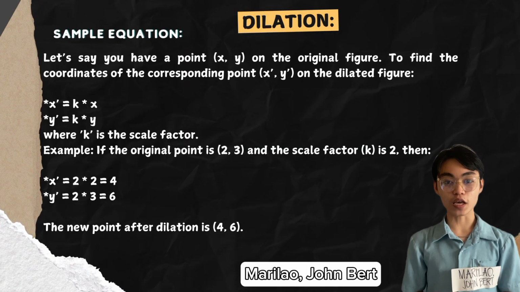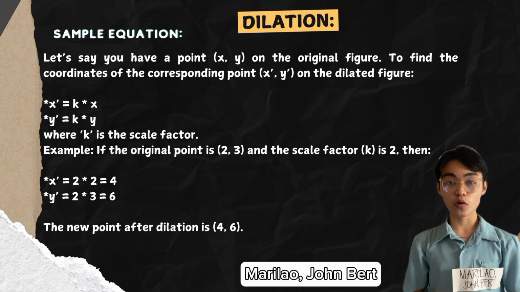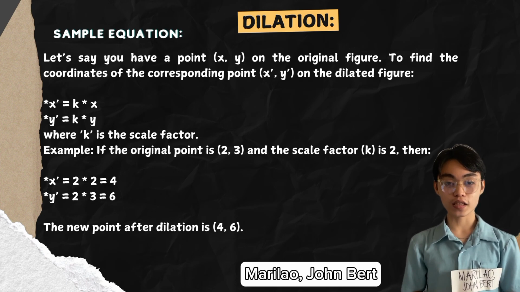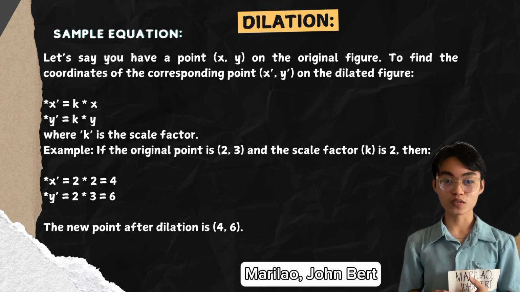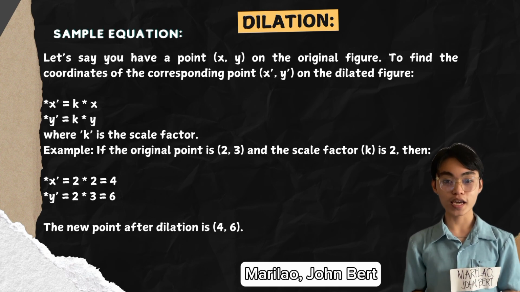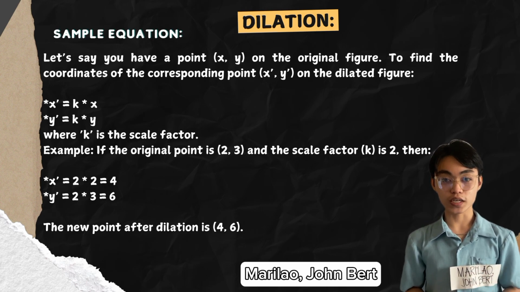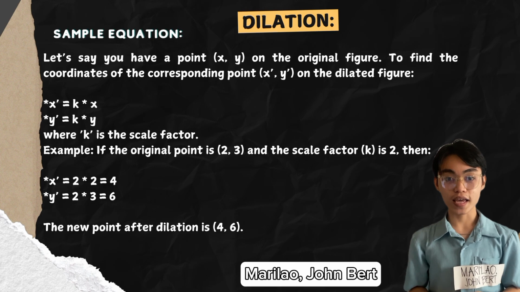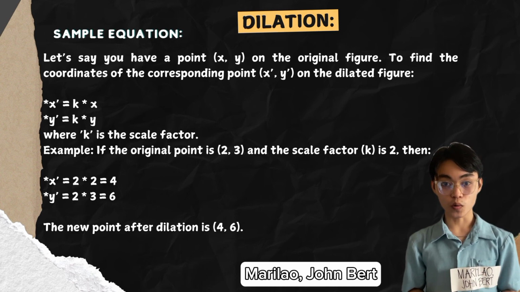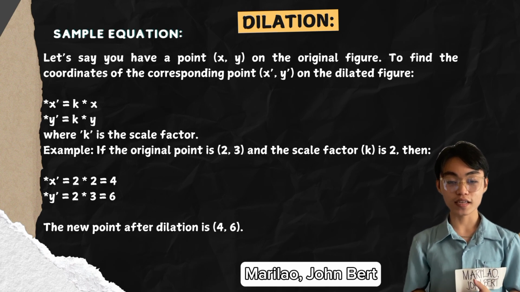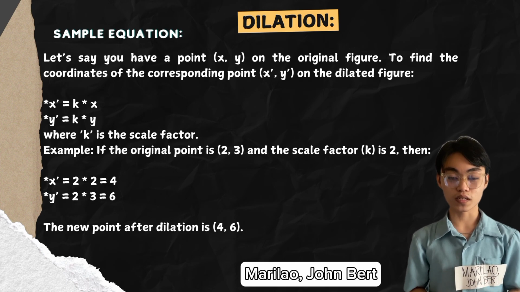Let's say you have a point (x, y) on the original figure. To find the coordinates of the corresponding point (x dilated, y dilated) on the dilated figure: first, x dilated equals k times x. Second, y dilated equals k times y, where k is the scale factor. Example, if the original point is (2, 3) and the scale factor k is 2, then x dilated equals 2 times 2 equals 4. Then y dilated equals 2 times 3 equals 6. The new point after dilation is (4, 6).